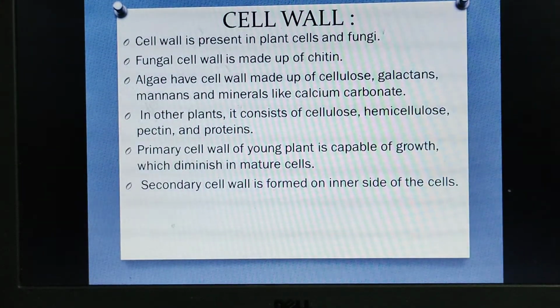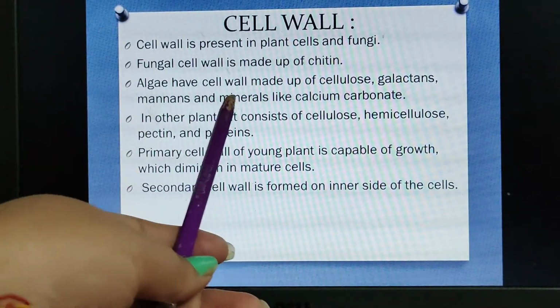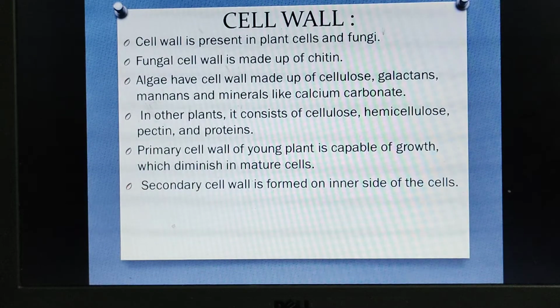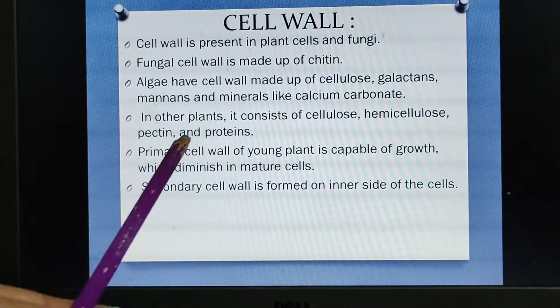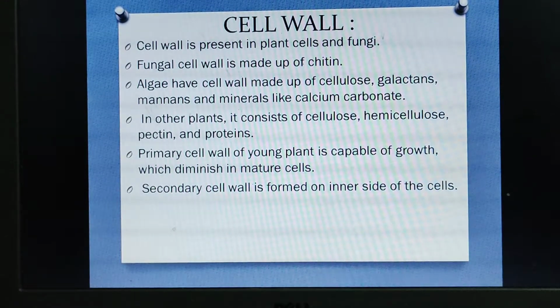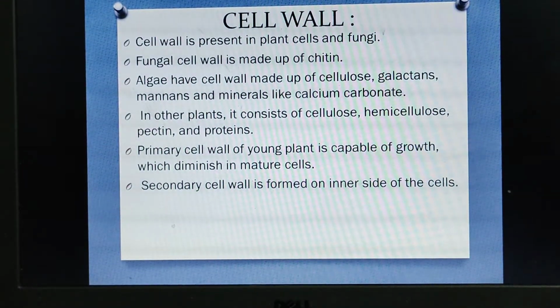We had studied in junior section that plant cell wall is made up of cellulose, but in addition to that, the other molecules we will discuss now. So here the different molecules like the galactans, mannans and the minerals like calcium carbonate are present in case of algae. Then if we come to the higher plants, here the cell wall consists of cellulose, hemicellulose, pectin and proteins. So these things are very important बच्चे.